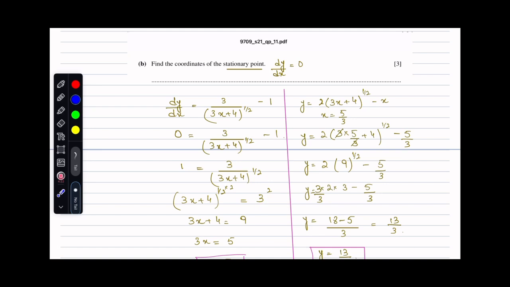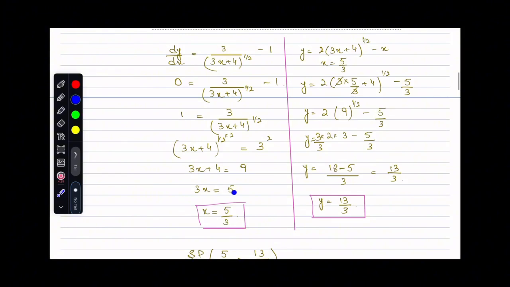Solving it further, it's 9 minus 4, giving me a 5, or I can say the x coordinate of the stationary point where the gradient is 0 is 5 by 3 here. So the x coordinate here is 5 by 3. To get the y coordinate, I shall be substituting this x in the curve equation, which was y equals 2 times (3x plus 4) to the power 1 by 2 minus x. X was equal to 5 by 3.